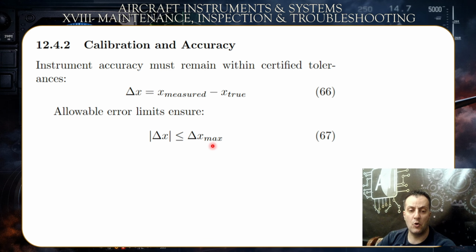So, in other words, delta X is the excursion, or the difference, or the gap between the measured value and the true value. This gap should not exceed delta X max, which is the allowable error margin, so as to accept it as an allowed measurement quantity on which we can rely to make a specific decision.